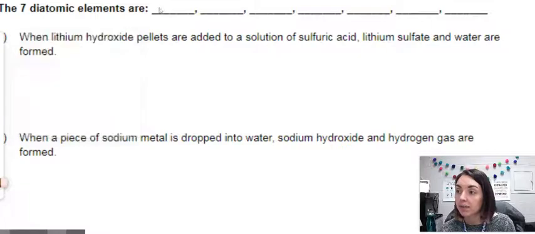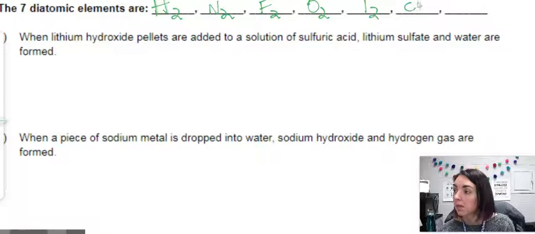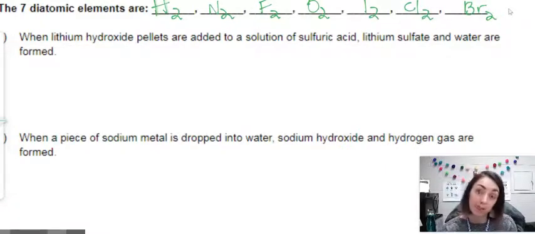So our diatomic elements are hydrogen, nitrogen. Now I'm writing these H2, N2, fluorine, oxygen, iodine, chlorine, and bromine. There's a couple ways you can remember these.